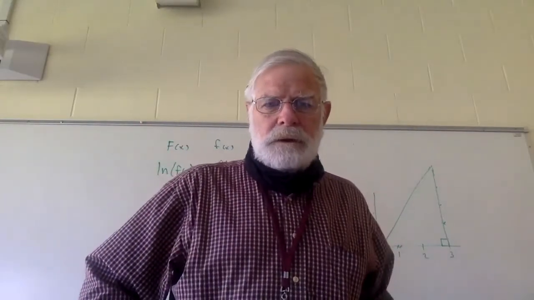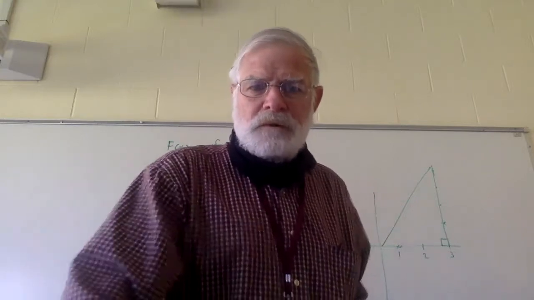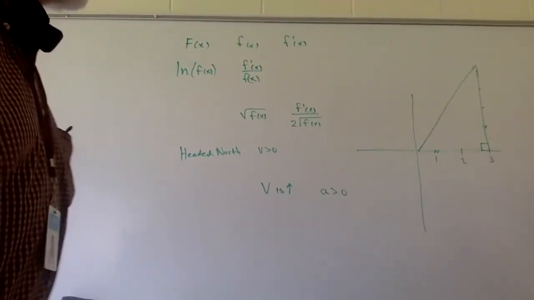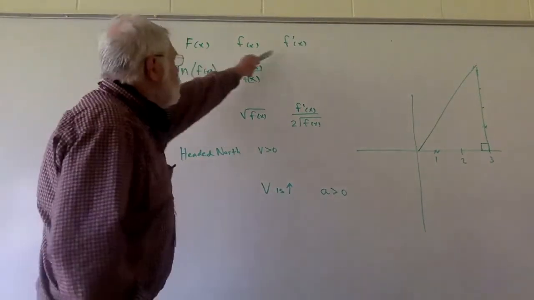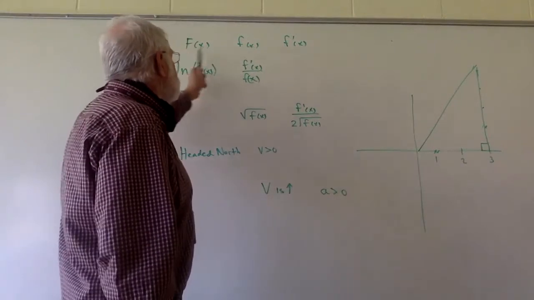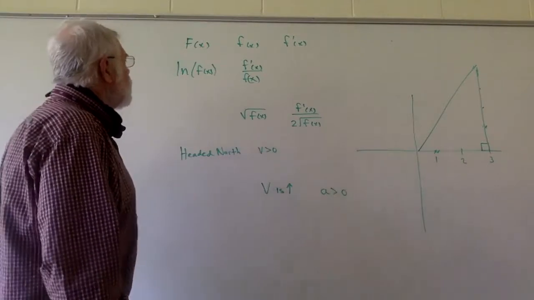Okie dokie, lecture on implicit differentiation. Before we start, just a quick memorization review of a few things. I'm not sure folks are memorizing as much as they should. So we've got big F, little f, f prime. F prime is the derivative of little f of x. Little f of x is the derivative of big F of x. You should be able to go backwards and forwards mechanically.